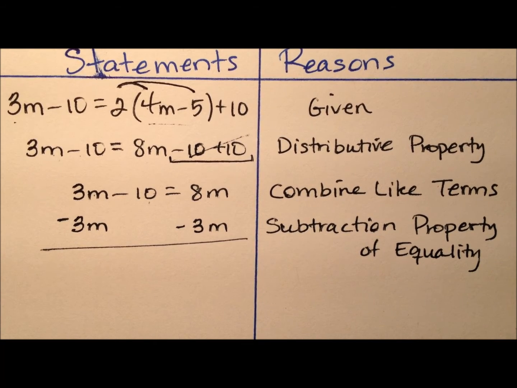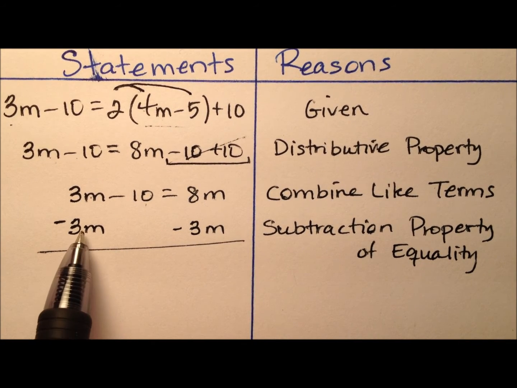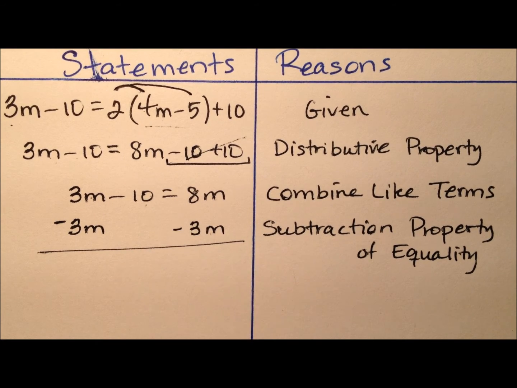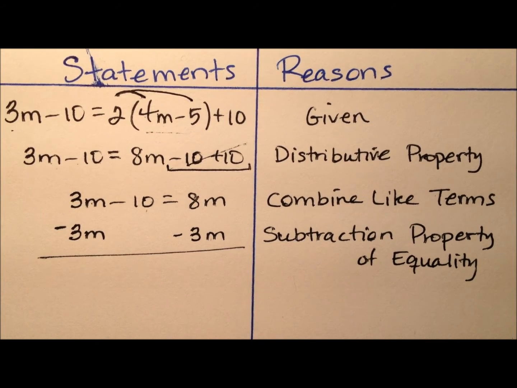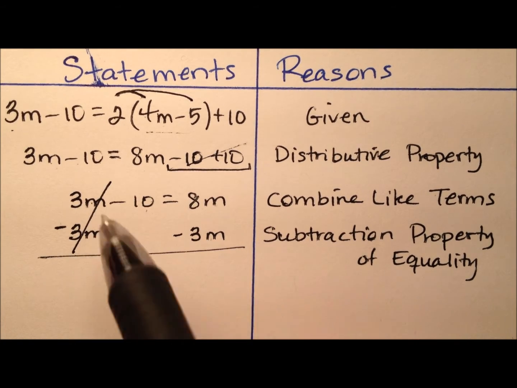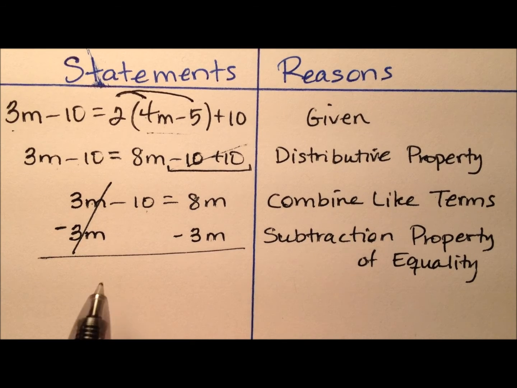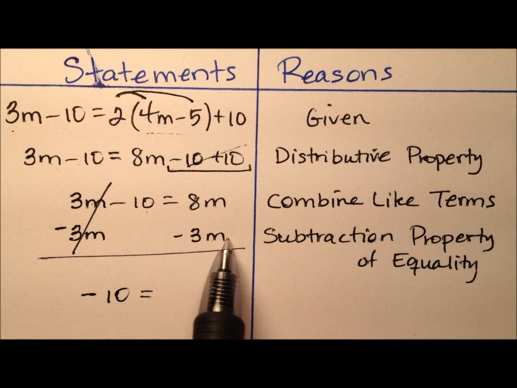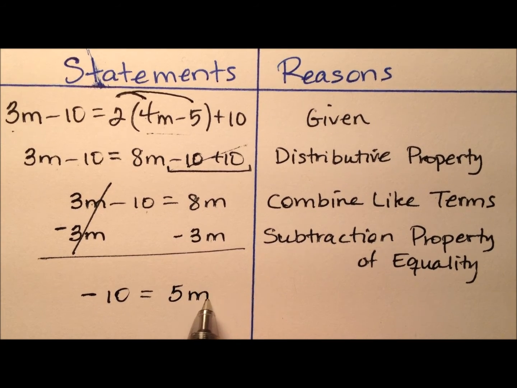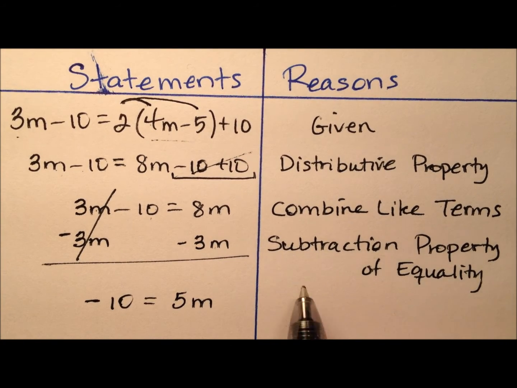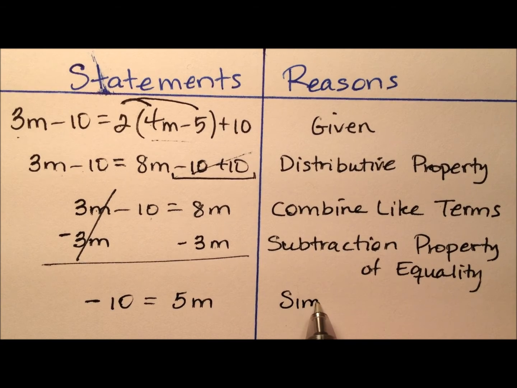And this property just states that if I'm going to subtract something from one side of the equation, I need to do it to the other side as well, just to keep everything nice and equal. Okay, well, what happens in doing so? Well, I see this 3m and this negative 3m will cancel each other out. And so we have just the negative 10 over here on the left. How about the right side? Well, 8m minus 3m will be 5m. And that's actually doing that subtraction. So the justification that we say here will be simplify.